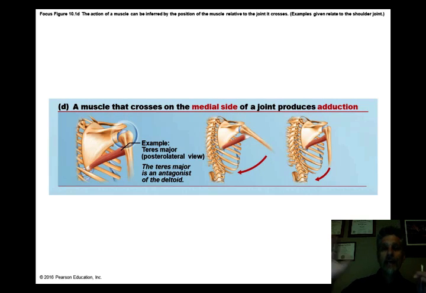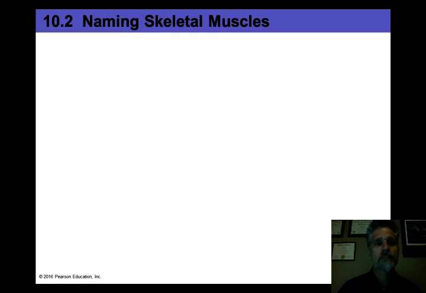Likewise, if we're adducting, if we're bringing those limbs back to the main mass of the body, we're adding it back, then those are going to be more on the medial side of the joint instead. Okay, so that's a guideline to help us picture how these different muscles are going to act.